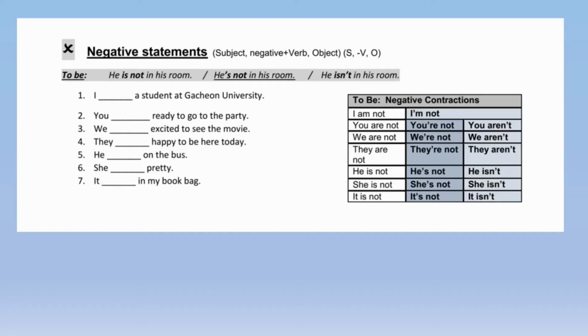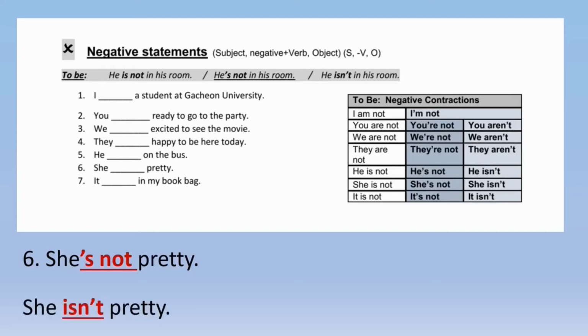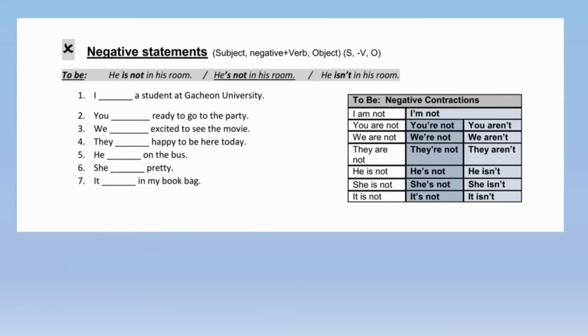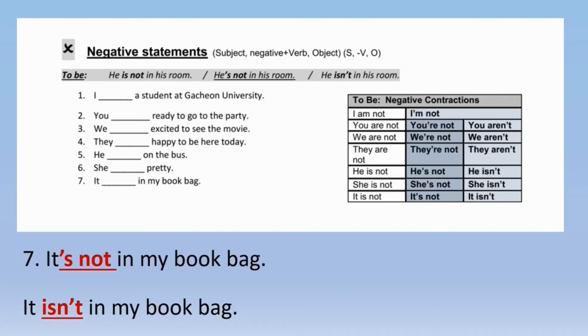Number 6. She, pretty. She's not pretty. She isn't pretty. Number 7. It, in my book bag. It's not in my book bag, or it isn't in my book bag.